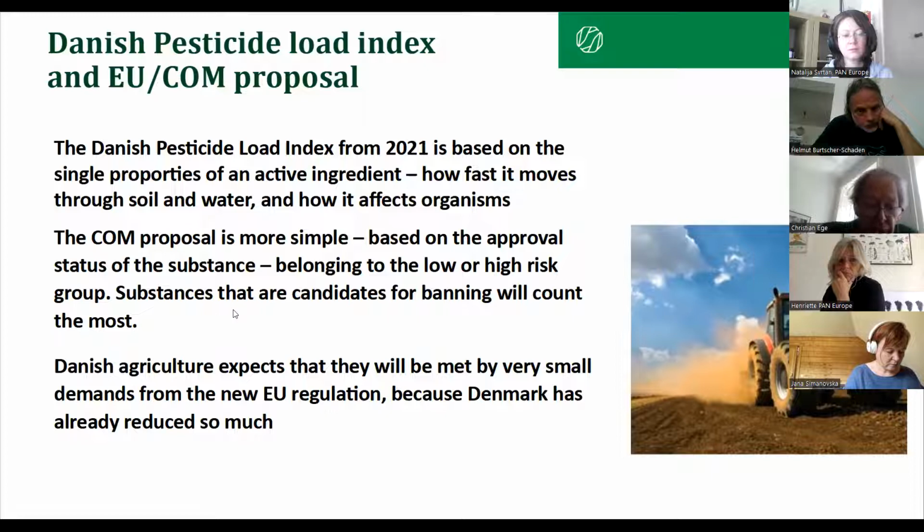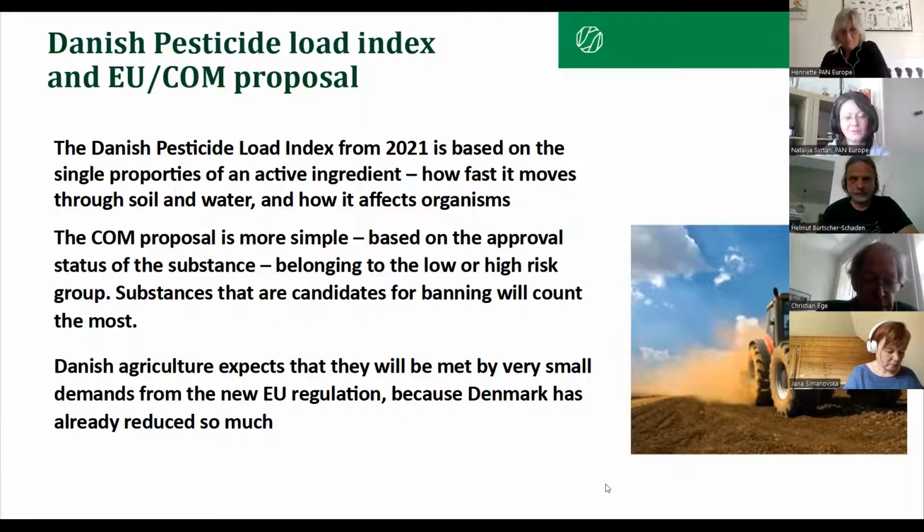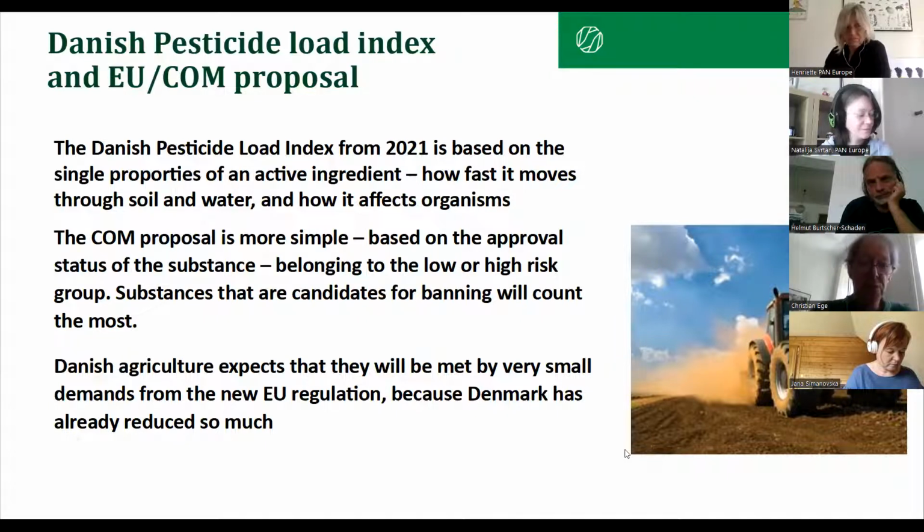I've seen from the debate in Danish media that the representatives of Danish agriculture commented on the Commission proposal, saying that they expect very small demands from the new EU regulation if it is adopted, because Denmark has already reduced so much, as I explained before. So this is, of course, for us a warning that this Commission proposal will not be helpful for us as Danish NGOs, but it doesn't tell what will happen in the rest of the EU. Next slide, please.